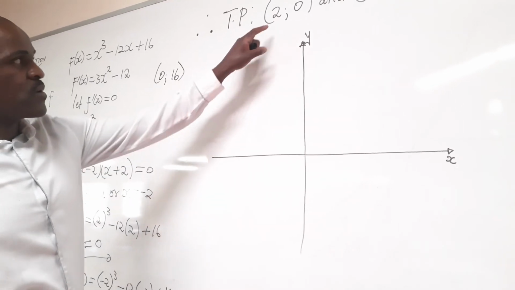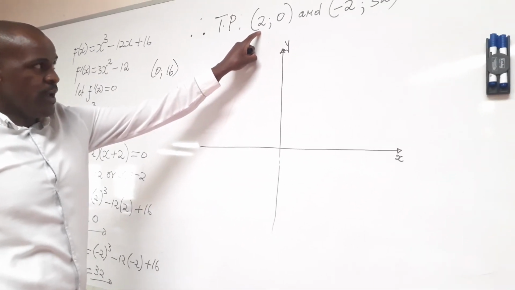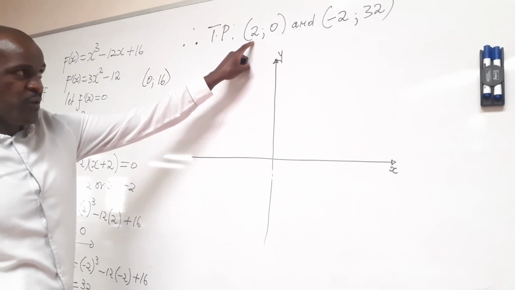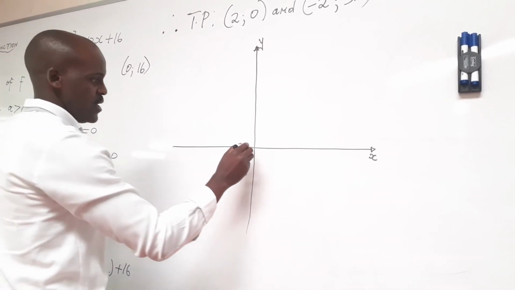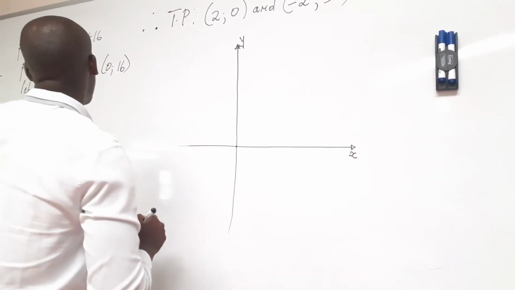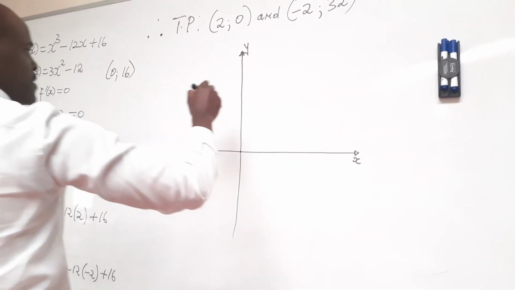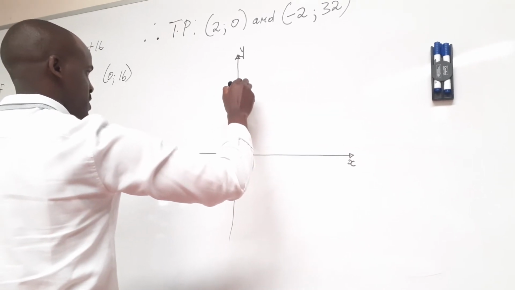Remember that we have a turning point there where x is equal to 2. We are going to have a turning point, and again, our graph is increasing. Let's write our y-intercept. It's (0, 16). That's where the graph will cut the y-axis.